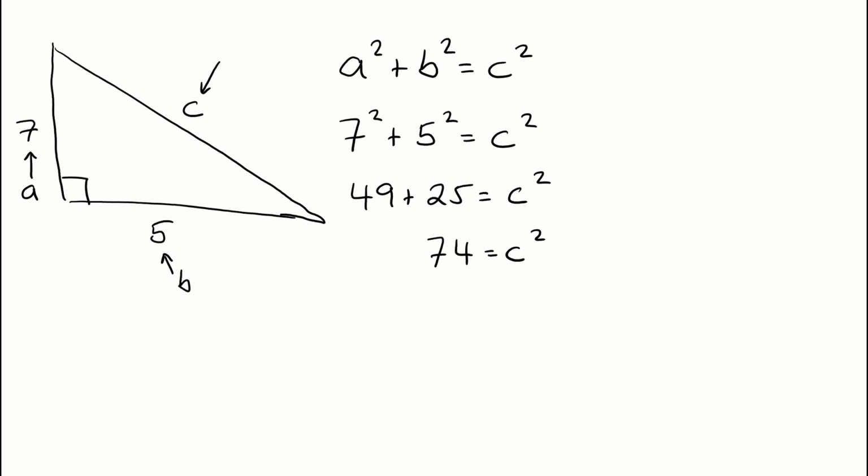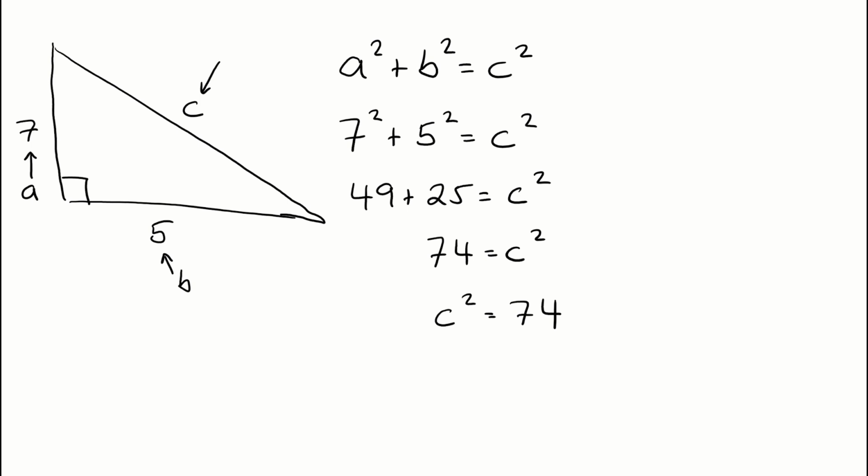So c squared now has to be equal to 74. So we might just write that the other way around. C squared is equal to 74. Okay, now 74 isn't a perfect square number. It's actually quite nasty. We can't think of a number that multiplies by itself to give 74.